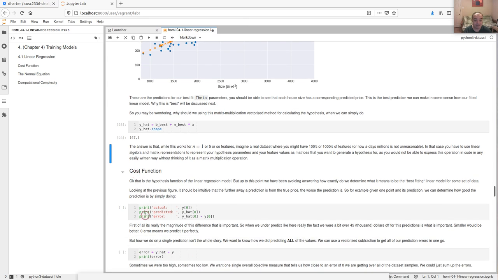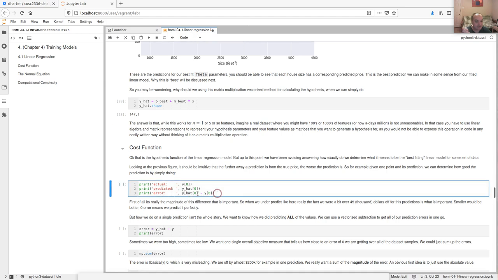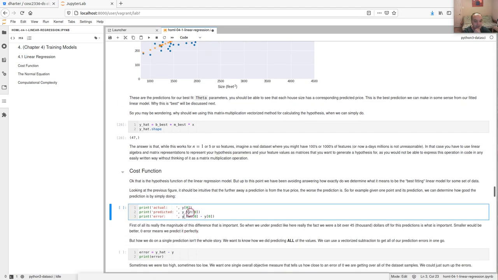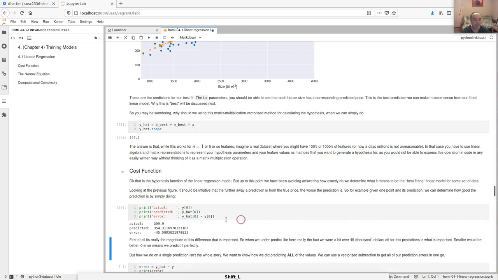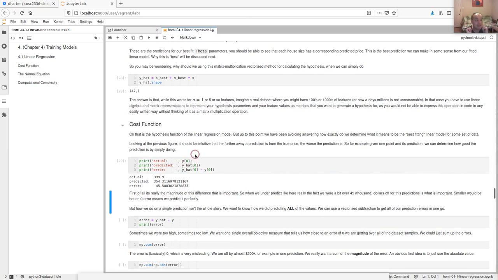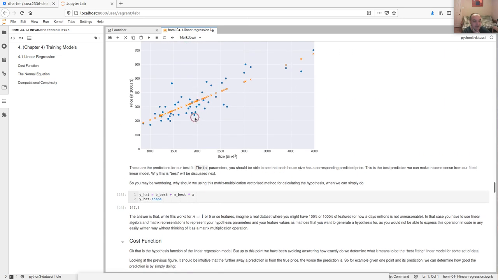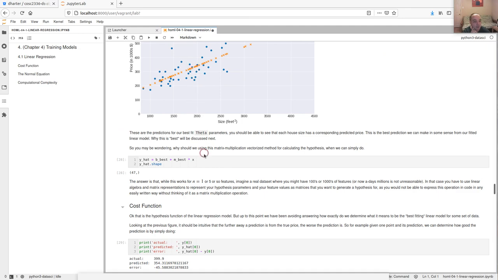That basically allows us to talk about the cost function. The error for any individual value, like the first value in this data set, is just the difference between the true price, the actual price, which is in Y, and our predicted price from this best fit linear model, which I have in Y hat. In this case, it was off by a magnitude of about $45,000. Like I said, it's really the magnitude. Whether I under-predicted, low-balled the price, or high-balled the price, it's really how far away I am from it.